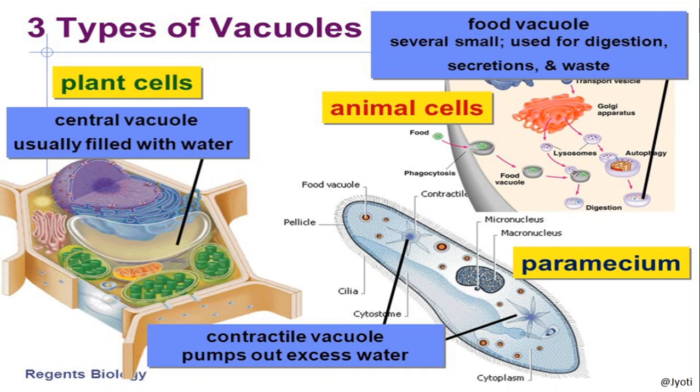So here you can see the types of vacuoles in plants and animals. In plant cells, only one type of vacuole is present, which is usually filled with water. Okay. So very clearly I have shown you the picture of a plant cell with the vacuole present at the center. The nucleus is pushed to one corner. But in the animal cell, you can see there are different types of vacuoles.